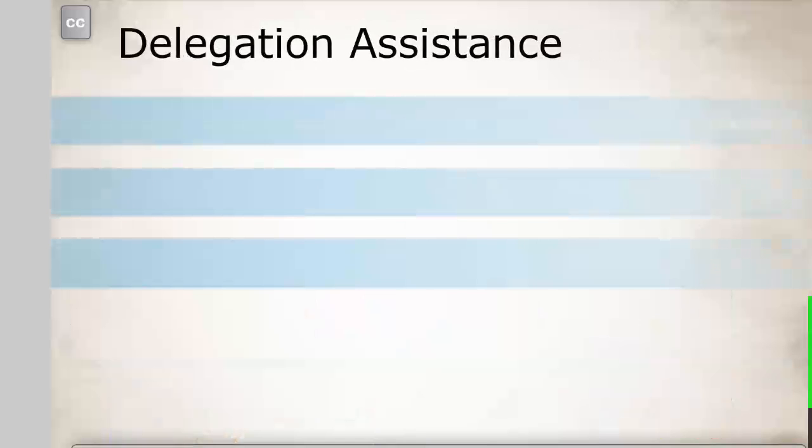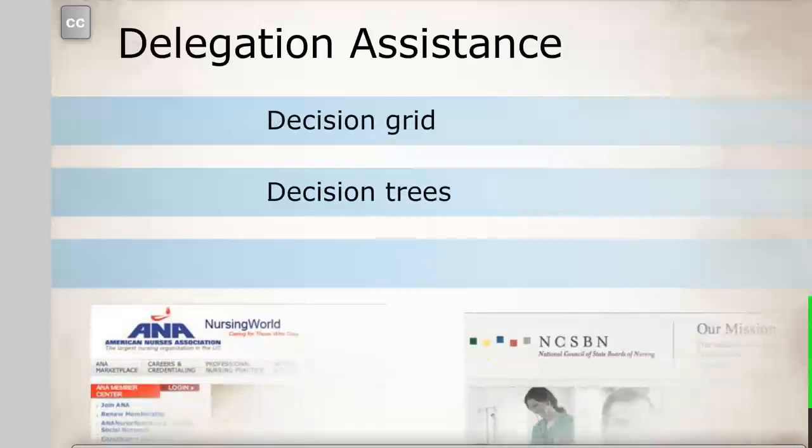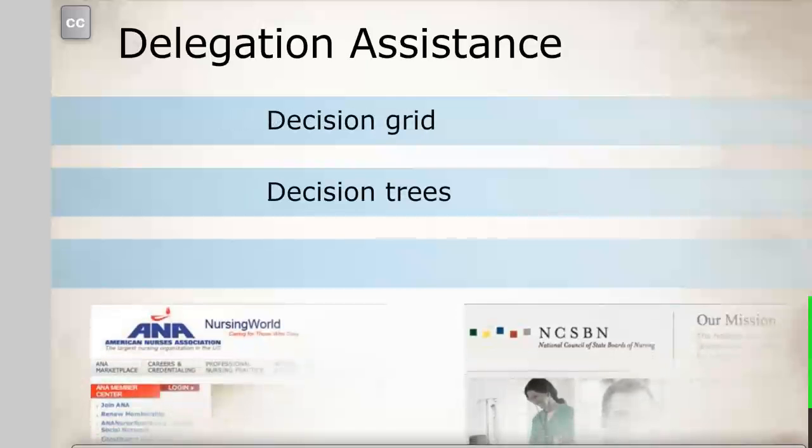Several tools are available to guide the nurse through decision-making about delegation. Decision grids and decision trees can be found in a variety of nursing textbooks or on the ANA or National Council of State Boards of Nursing websites. Supervisors or mentors can also be a source of guidance and direction when considering decisions about delegation.